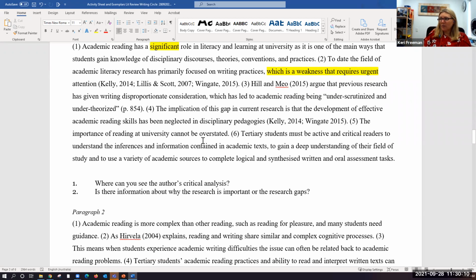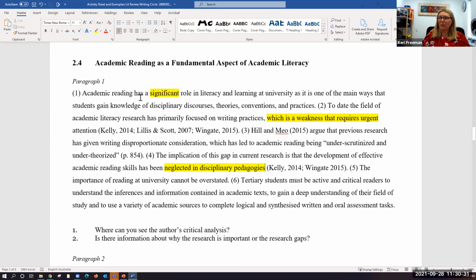The implication of this gap is that the development of effective academic has been neglected. So again, we've got that strong vocabulary. Again, and then another sentence that's strong as well. Must be active and critical readers to gain a deep understanding of and to use all of these things. So basically it's setting up, why do we care about reading and why do we need to know more information? Because we don't know enough, it hasn't been researched enough, and it's a really important skill for literacy and learning at university.